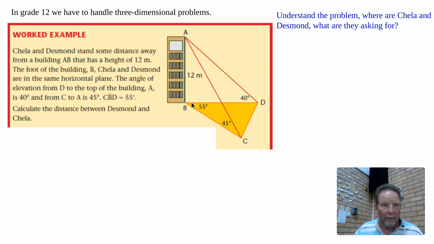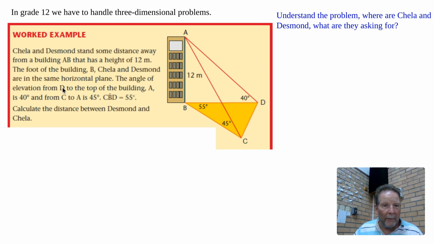They tell you about this height of 12 meters. They say that's the foot of the building. And they say that these two people, Desmond and Cella, are a distance away. They stand some distance away from the building AB that it's a height of 12 meters.